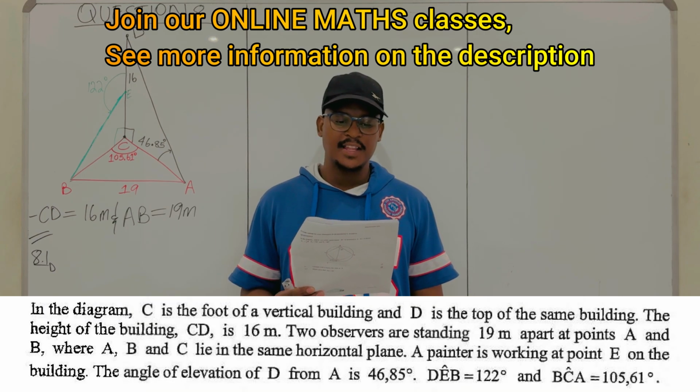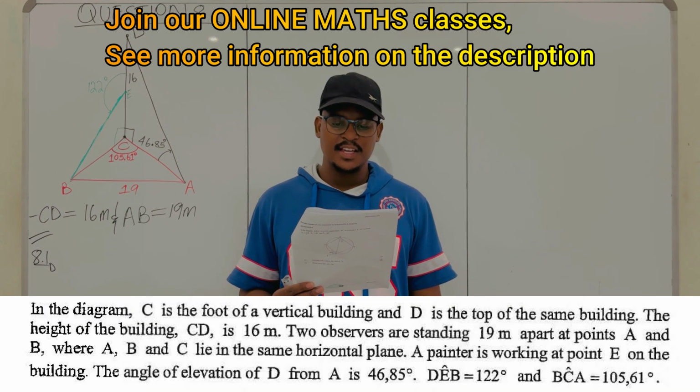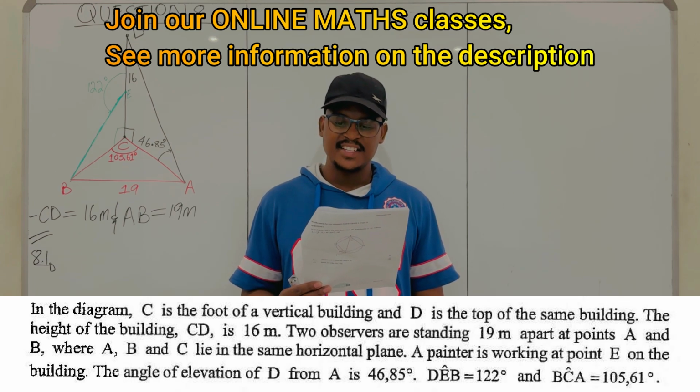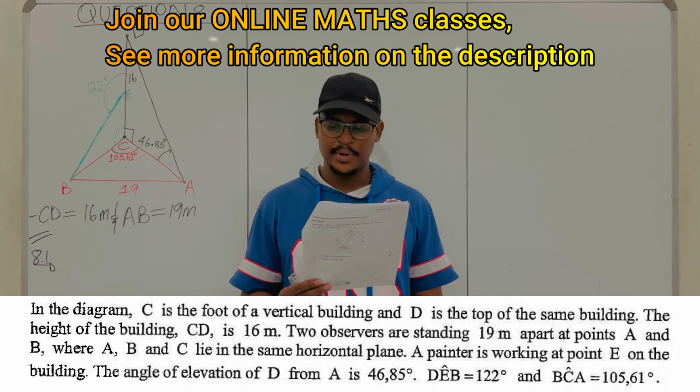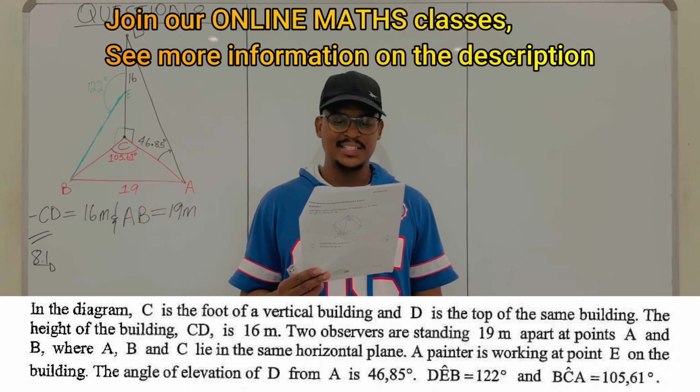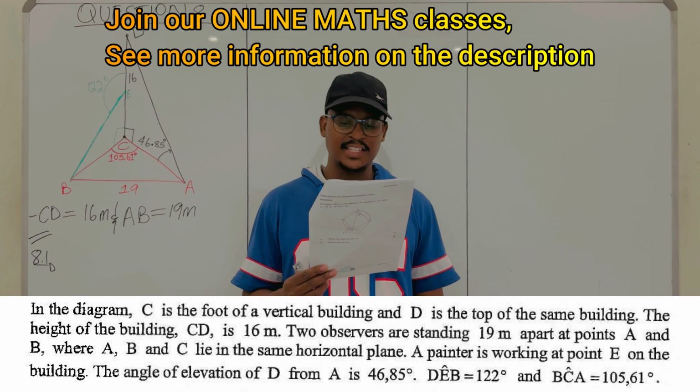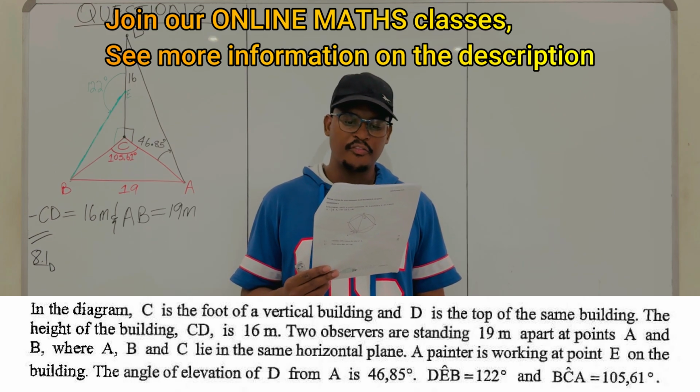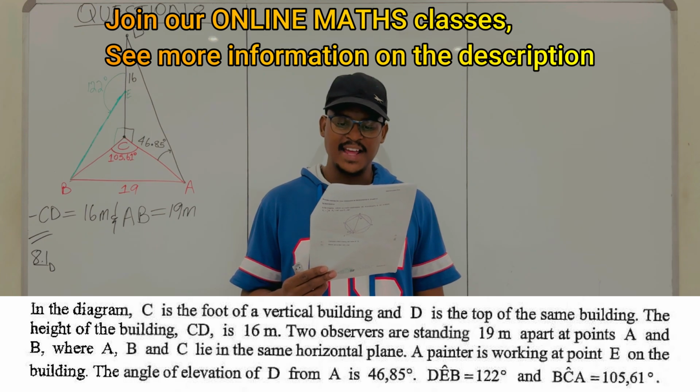So let's go. They're saying in the diagram, C is the foot of a vertical building and D is the top of the same building. The height of the building CD is 16 meters. Two observers are standing 19 meters apart at points A and B, where A, B, and C lie on the same horizontal plane. A painter is working at point E on the building. The angle of elevation of D from point A is 46.85 degrees.